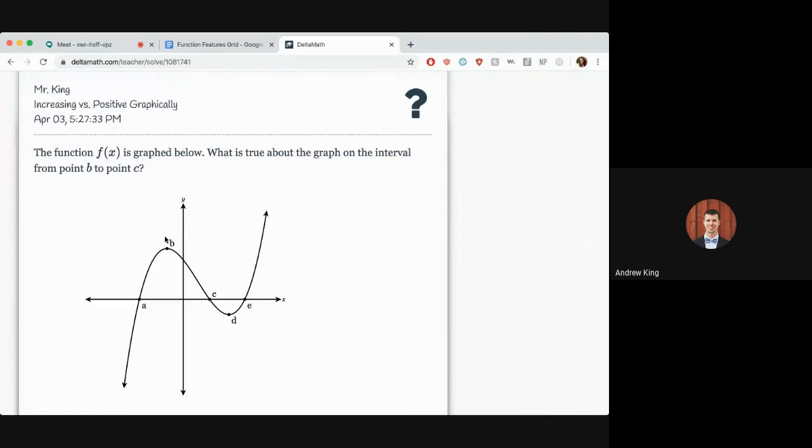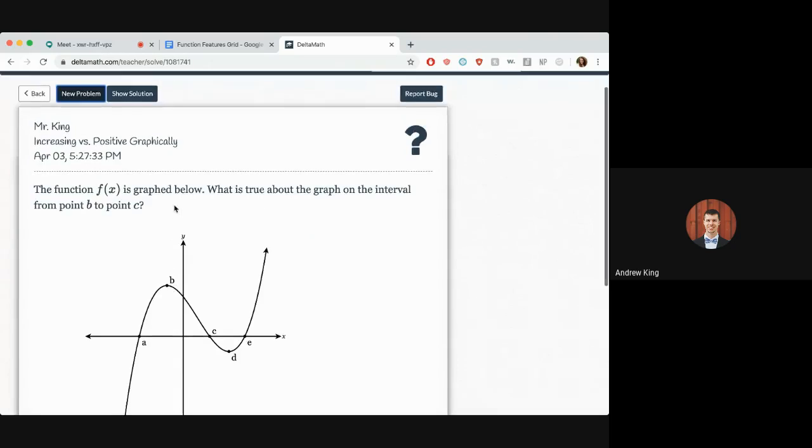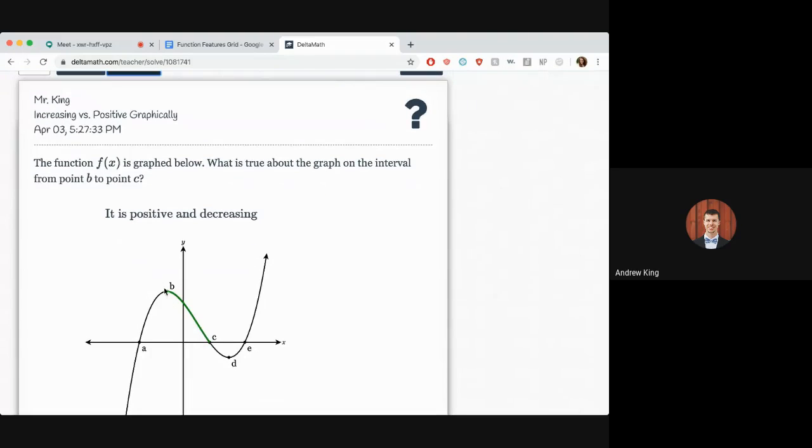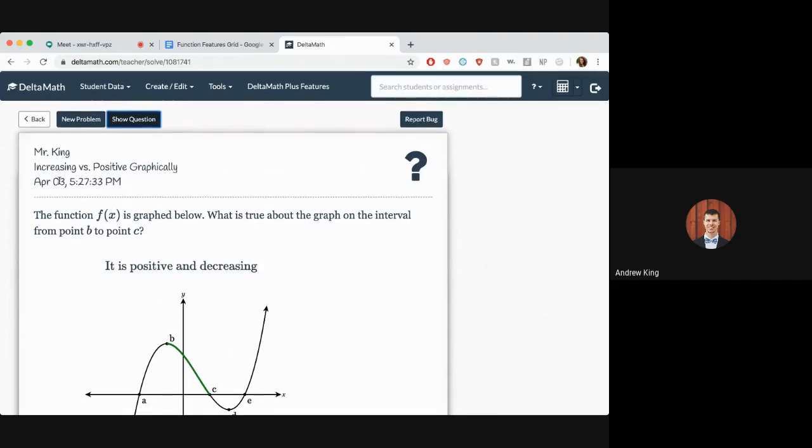Here's B, here's C. Notice that this entire region, let me show you the solution here. They'll show it in green. Here's the interval in green. It's positive the whole time. It's above the x-axis, but it's going down as you go from the left to the right, from B to C. It's going down, so it's decreasing. But it's positive because it's above the x-axis. That's the first topic. A few of those for you to do.